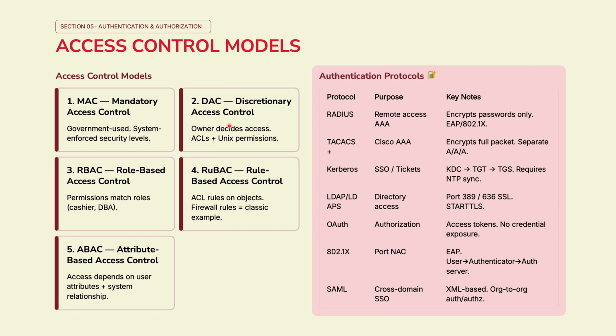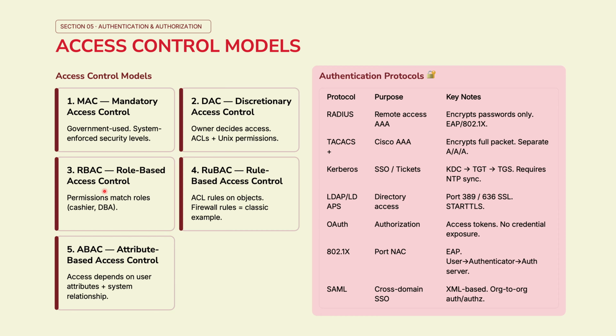Now, discretionary access control allows the resource owner to decide who gets access, using access control lists, like read, write, and Unix-style permissions. It is the most common model in commercial operating systems like Windows servers, for example, or Linux or Unix. However, it is also the most vulnerable to insider threats because owners may grant excessive permissions.